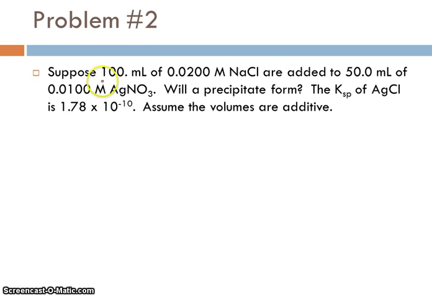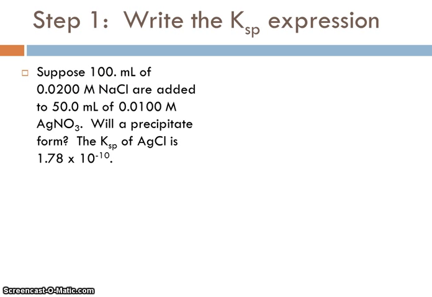All right, so let's look at this problem. Suppose 100 mils of a 0.02 molar NaCl solution are added to 50 mils of a 0.01 molar silver nitrate solution. Will a precipitate form? The Qsp of silver chloride is given as 1.78 times 10 to the minus 10. And then we're nicely told, assume the volumes are additive. All right, so really the key here is to write out the Qsp expression. We've got this problem. There's a lot going on here, all right?